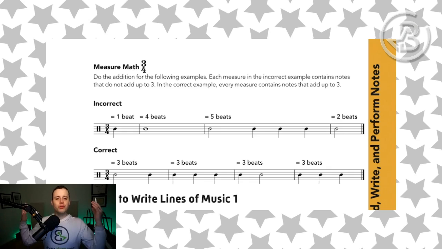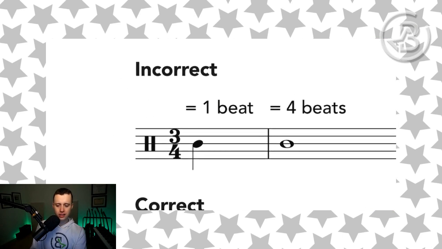So just like with 4/4, that top number was 4. That means we needed 4 beats or 4 counts worth of notes in every single measure. For 3/4, the top number is 3. That means we need 3 beats or 3 counts worth of notes in every single measure. That also means we cannot use a whole note because a whole note is worth 4 beats or 4 counts, and we can only have 3 beats or 3 counts in every single measure. So the whole note does not fit, as we will see. Let's look at some incorrect examples.